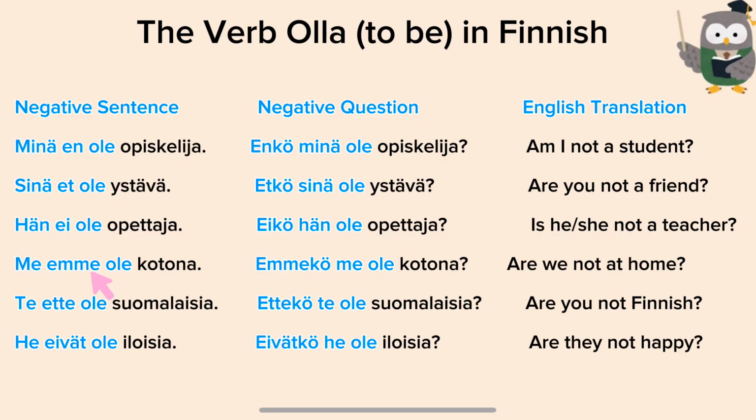Me emme ole kotona. Emmekö me ole kotona? Te ette ole suomalaisia. Ettekö te ole suomalaisia? He eivät ole iloisia. Eivätkö he ole iloisia?